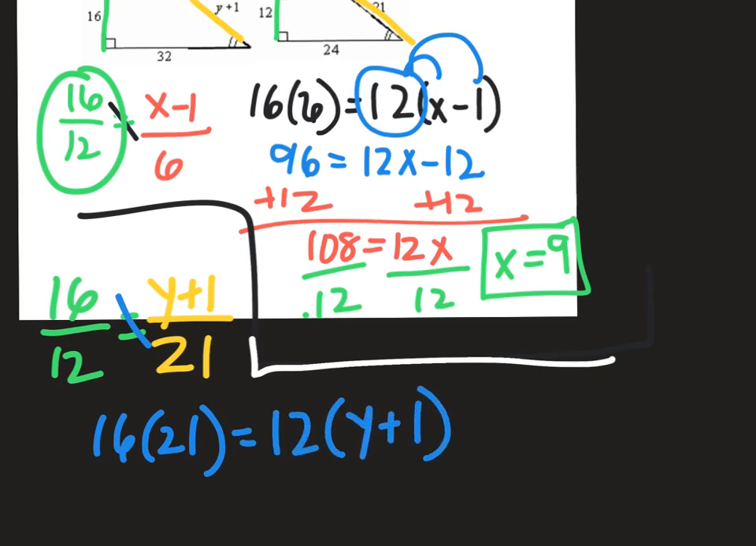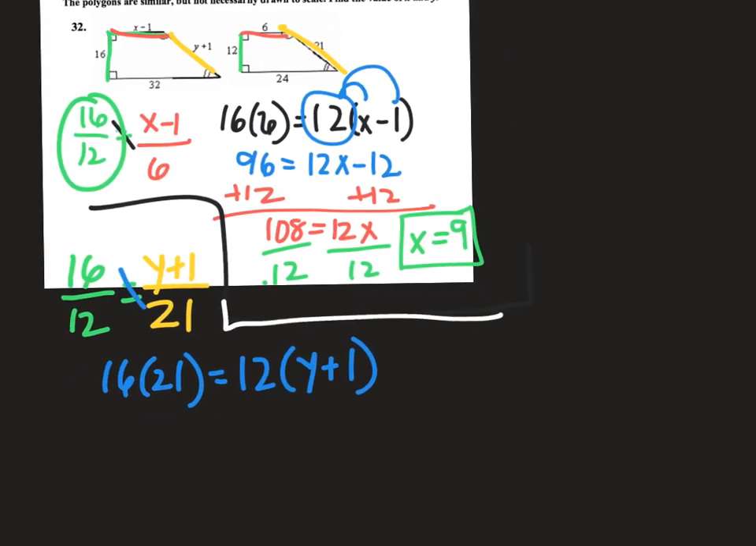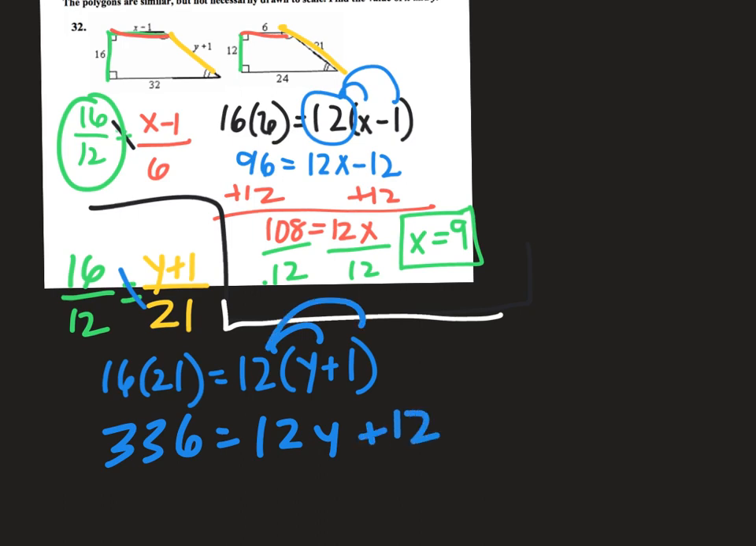If I do 16 times 21, I get 336. So I have 336 equals 12y, because we're distributing our 12 times 1, so plus 12. Again, I'm going to go ahead and subtract 12 from both sides. 336 minus 12 gives me 324.